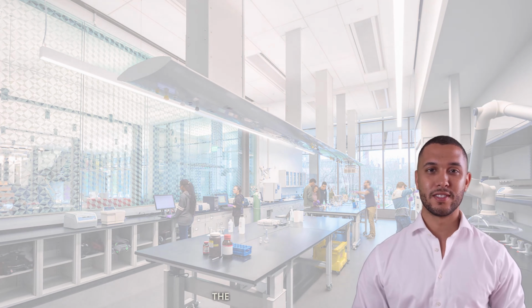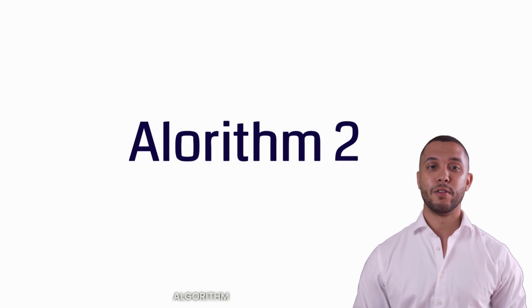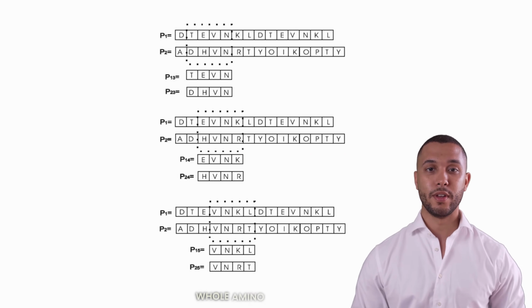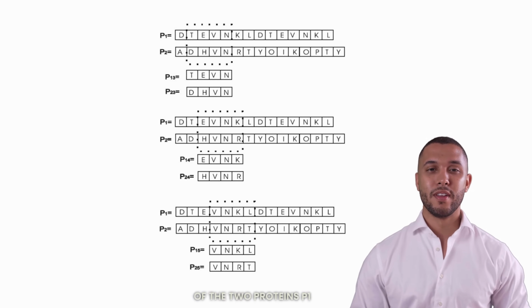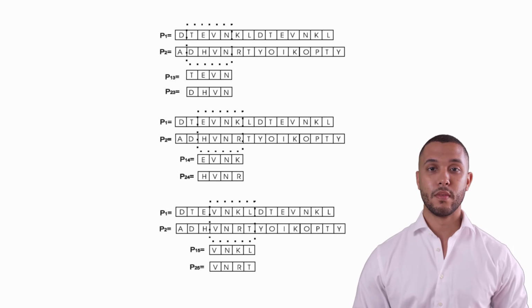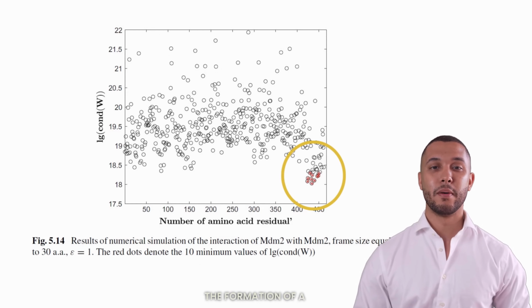Let's move on to consider the second algorithm. Algorithm 2. We developed the second algorithm for detecting interacting regions of protein molecules. The scheme for searching interacting sections is shown in the figure. In this algorithm, we take whole amino acid sequences of the two proteins P1 and P2. For selecting interacting sites, we shift the frame of a specific size along two one-dimensional arrays of proteins P1 and P2. Note that algorithm 2 can be used to analyze the interaction of two proteins which have identical sites of interaction during the formation of a dimer.